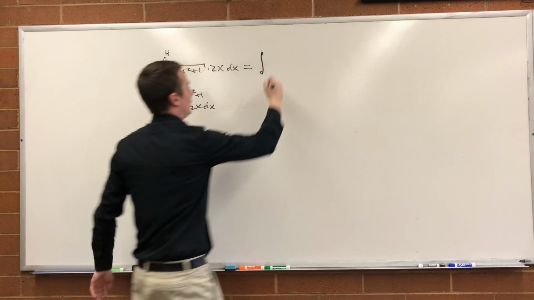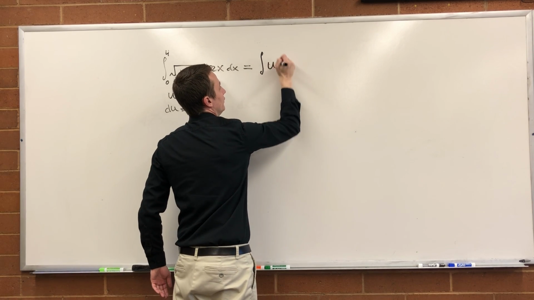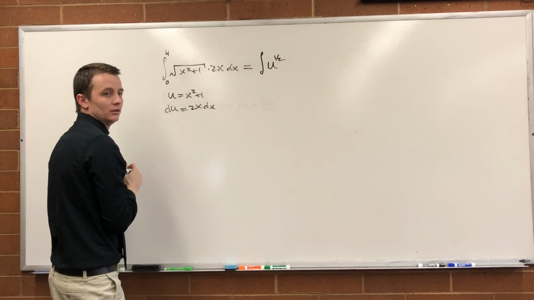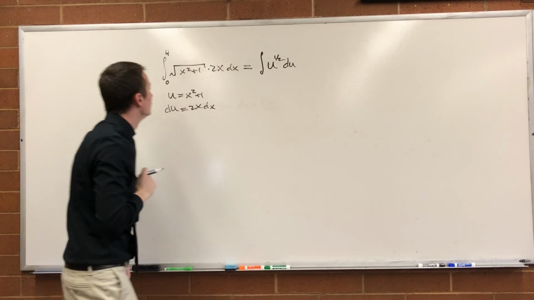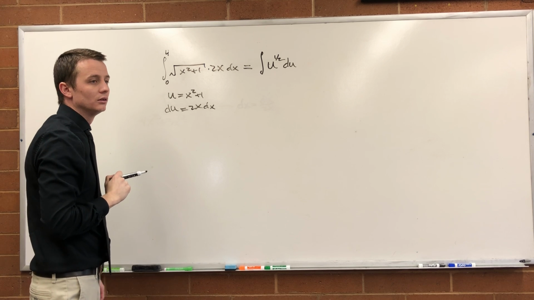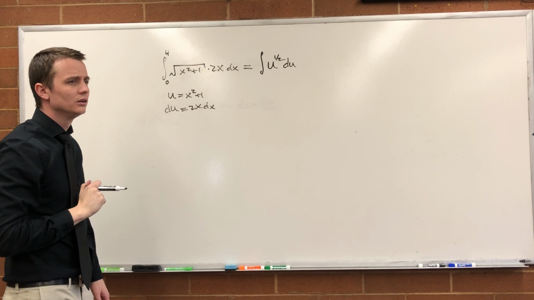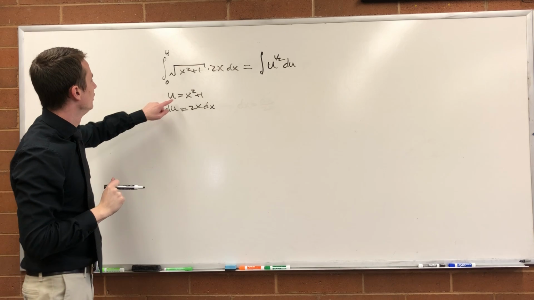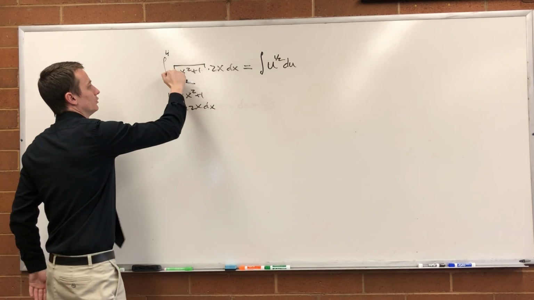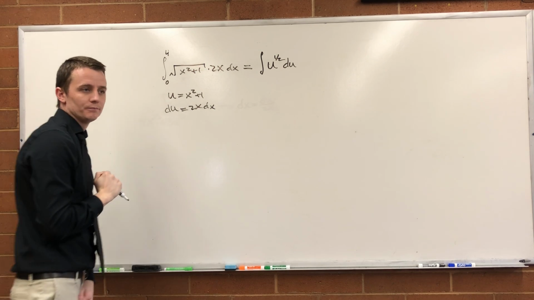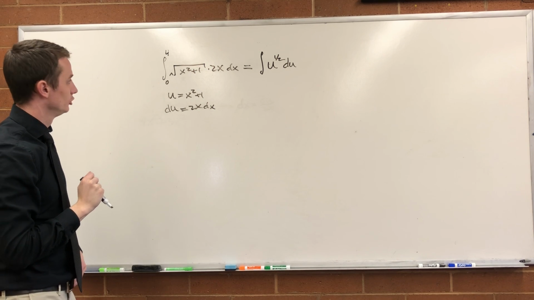Okay. So this then becomes the square root of u, or u to the 1/2, du. Why is it square root? How did you get to the root? X squared plus 1 is the same thing as u. So we have square root of u. You with me? Everything good?